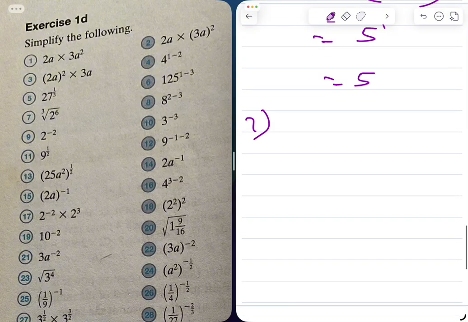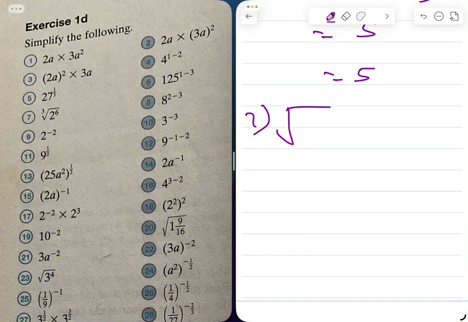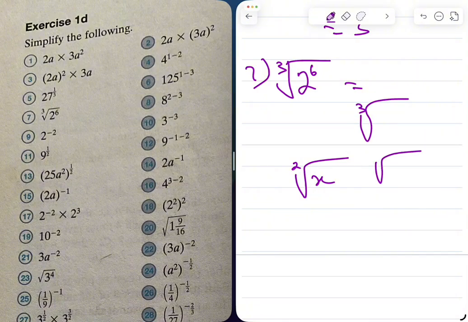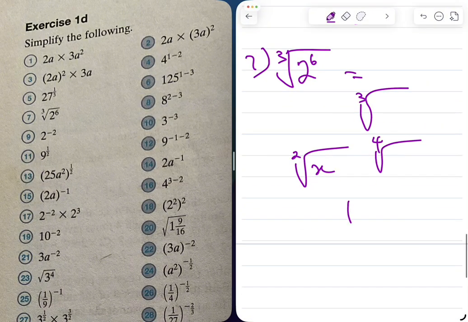Now to number 7. This is the cube root of 2 raised to power 6. First of all, if I write square root of x, whether you put this 2 or not, it doesn't matter. Everybody already knows that this means square root. But if it's not a square root, you have to put it. If it's a cube root, you have to put the 3. If it's a fourth root, you have to put the 4. If it's a fifth root, you have to put the 5. But for square root, it's not compulsory. You don't have to put it.